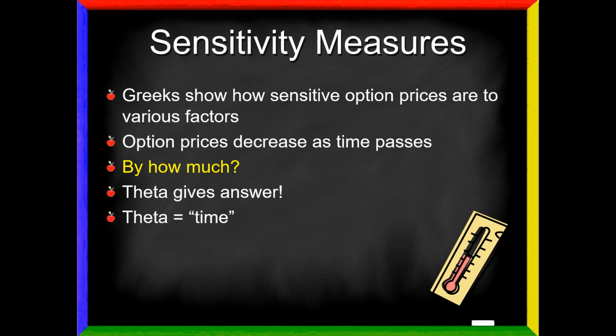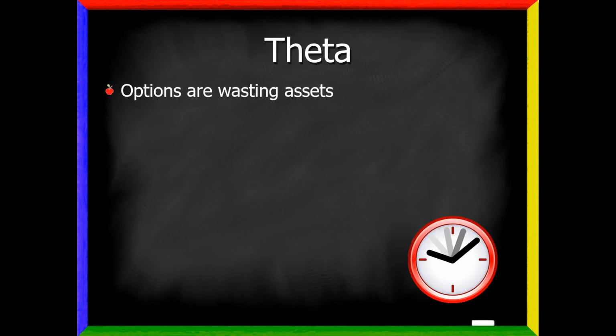Theta is easy to remember. It's the Greek letter T, and it was chosen to represent time. So Theta shows how your option's price will respond with the passage of time. So why is there a Theta anyway? Well, options are called wasting assets, and that simply means that a portion of its price is going to decay away with each passing day.